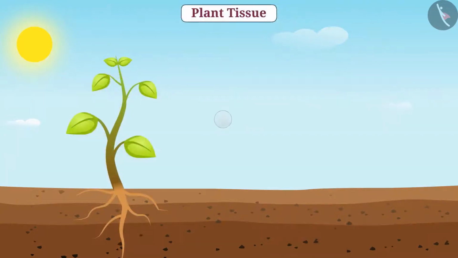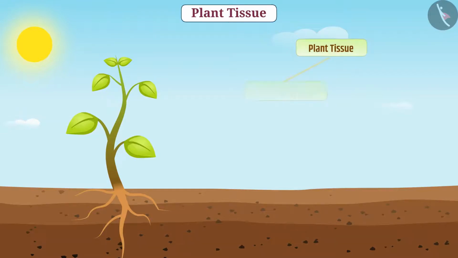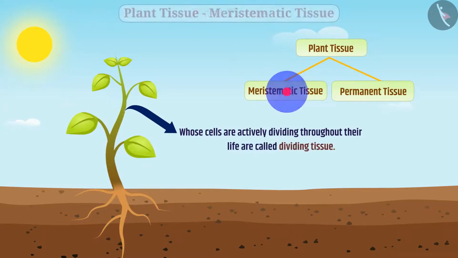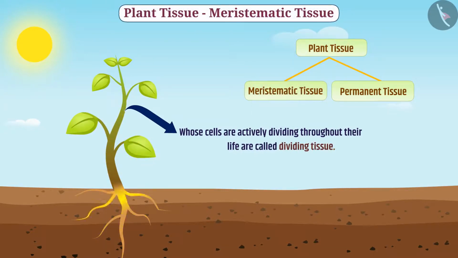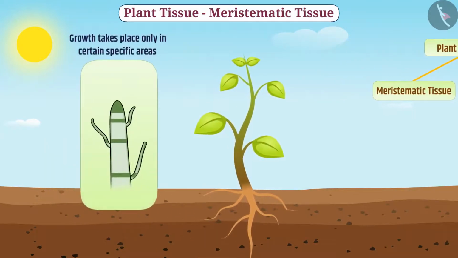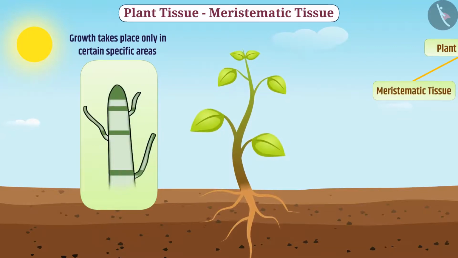On the basis of the division capacity, plant tissues are classified into meristematic tissue and permanent tissue. The tissues of plants whose cells are actively dividing throughout their life are called dividing tissue, also called meristematic tissue. In plants, meristematic tissues are found in certain specific areas. Due to this, plant growth takes place only in certain specific areas. The function of meristematic tissue is to grow plants.